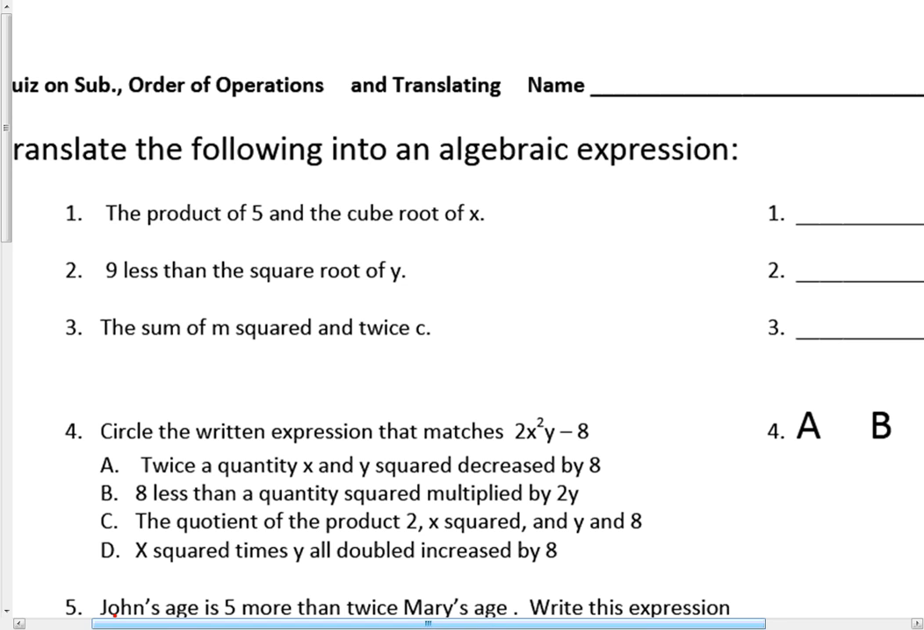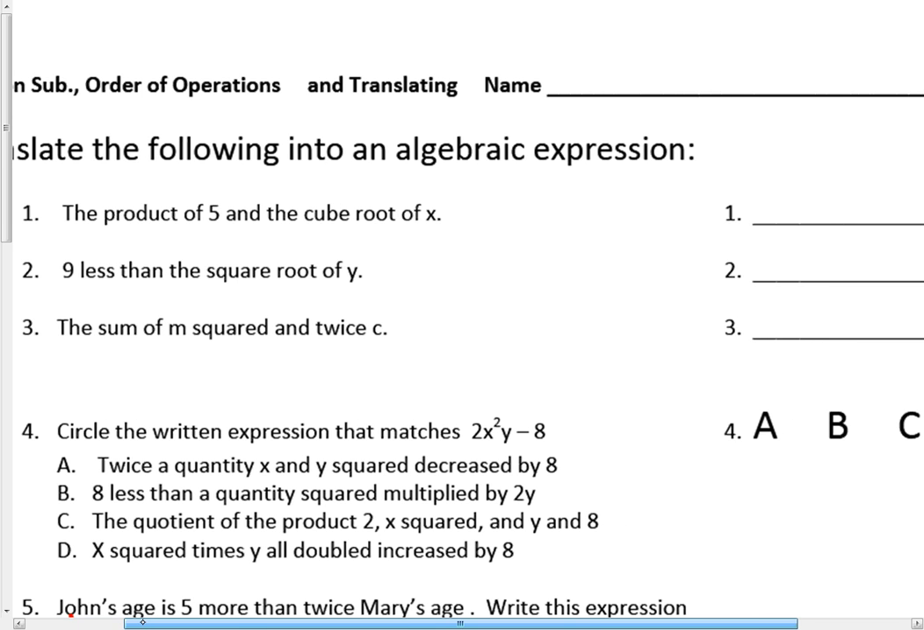What I was seeing is that for the first one, people didn't understand those 2 terms. If I underline something, you underline it. Even if you know what you're doing, underline those. Somebody raised their hand. Tell me what product looks like and tell me what cube root looks like. We're going to go over these in detail.